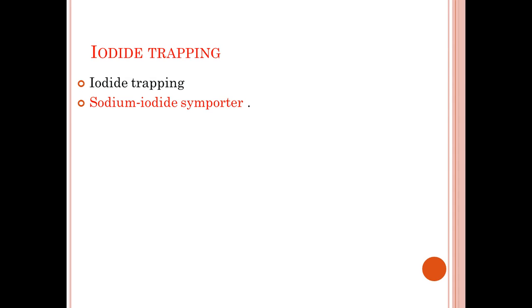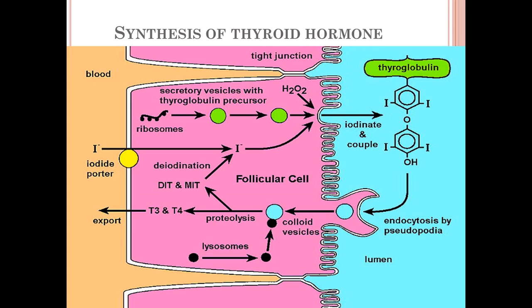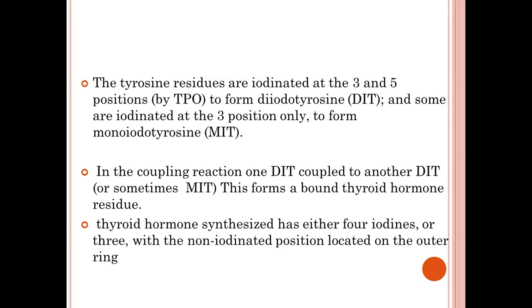This is still part of the glycoprotein. This process results in formation of a molecule which is called monoiodotyrosine and diiodotyrosine, mediated also by the enzyme thyroid peroxidase. So iodine is bound to the tyrosine either at two sites or at one site.